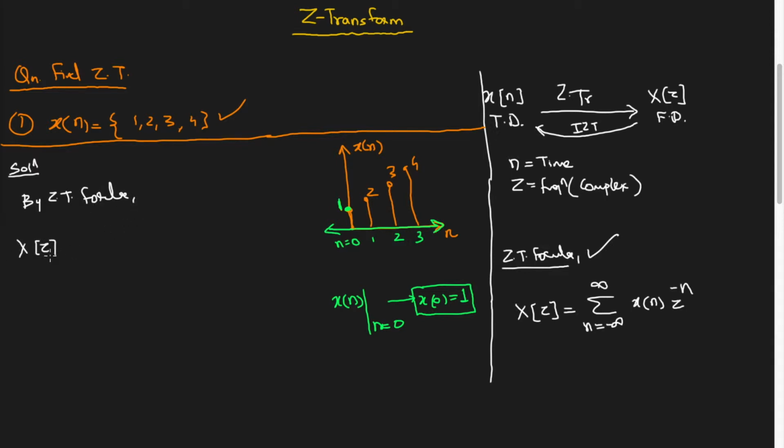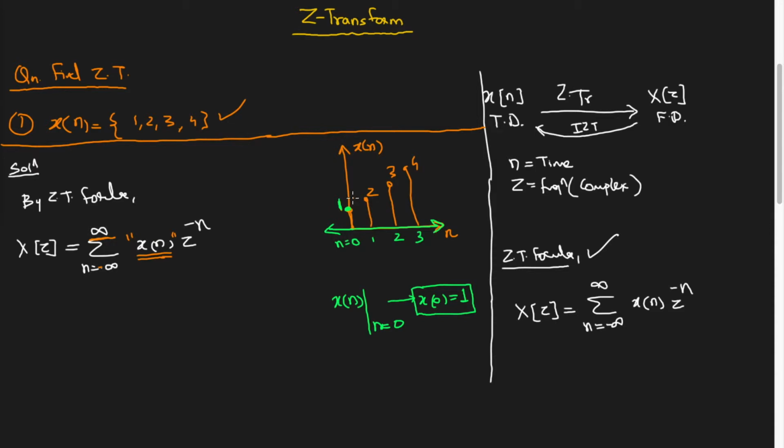It's going to be X of z is equal to the sum of n equals negative infinity to infinity of x of n z to the negative n. Alright, now what happens here is, whenever you're doing the Z transform, depending on the given x of n, you should choose the range of n. The formula has the range of n going from minus infinity to infinity, right? It's a full range.